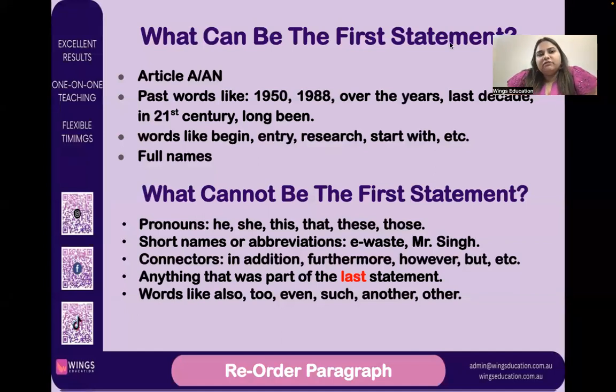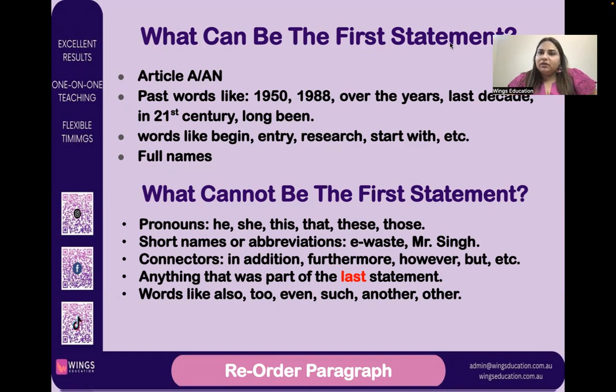So how to start finding the first statement? If in a sentence you're looking for articles a or an in the beginning, that could possibly be your first sentence. Words like 1958, like anything that's of past, if you find that, that could also be your first sentence.